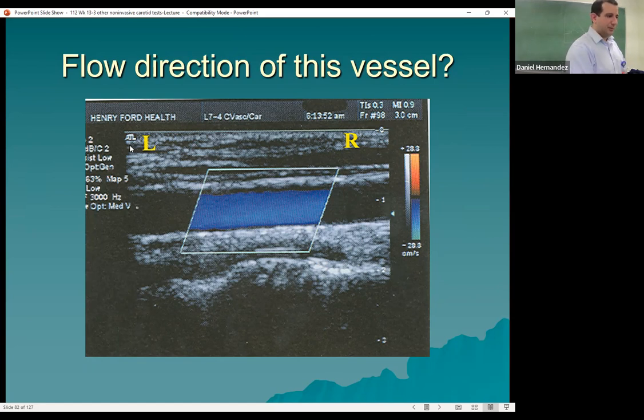RL. I didn't say an RL. Oh, is it going to the right or to the left? I guess you were asking. She just wants to know if the blood flow is going towards L or going towards R. Going towards L, right? Yeah, it's going towards L. So it's a negative shift. Blood flow is going in that direction, away from us. So it's headed towards L.